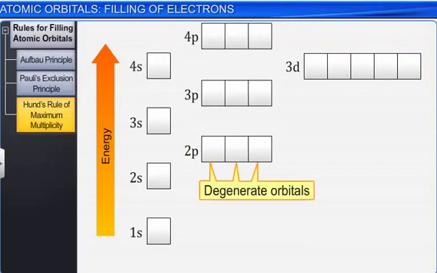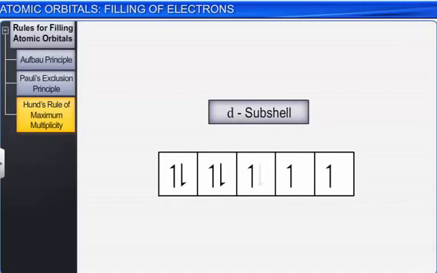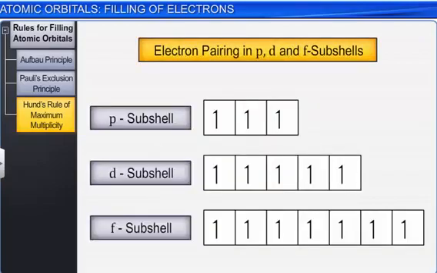The Hund's rule of maximum multiplicity states that in a set of degenerate orbitals, the orbitals are singly occupied first and then pairing of electrons takes place. It can also be stated as the pairing of electrons in the orbitals belonging to the same subshell doesn't take place until each orbital belonging to the same subshell gets one electron each. Therefore, electron pairing in p, d or f subshells cannot take place until each orbital of a given subshell contains one electron each.